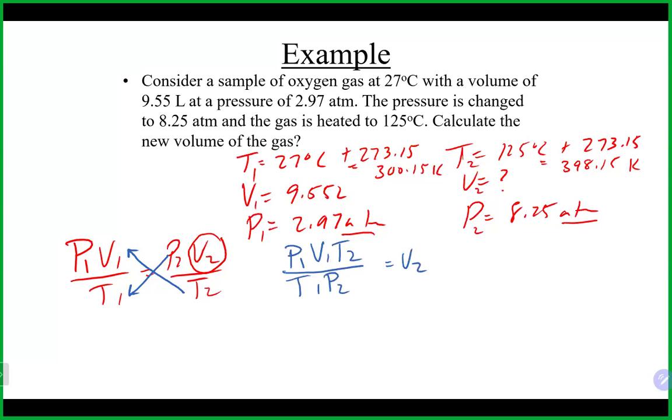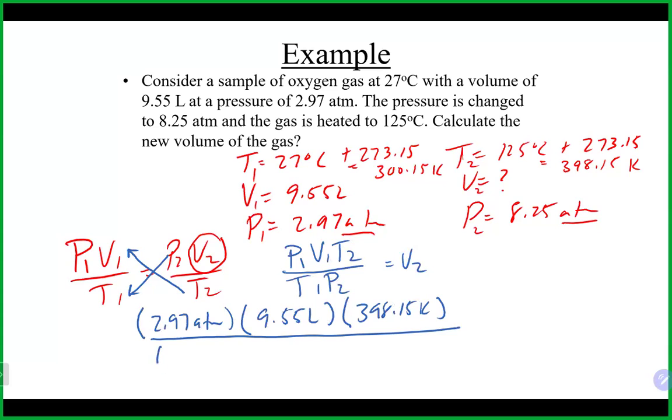So now we can put everybody in the correct spot. We'll go with our P1, which is 2.97 atmospheres, our V1, which is 9.55 liters, and our T2, which is 398.15 Kelvin, divided by our T1, which is 300.15 Kelvin, and our P2, which is 8.25 atmospheres. Atmospheres will cancel, Kelvin will cancel.